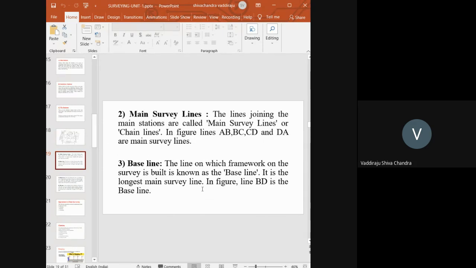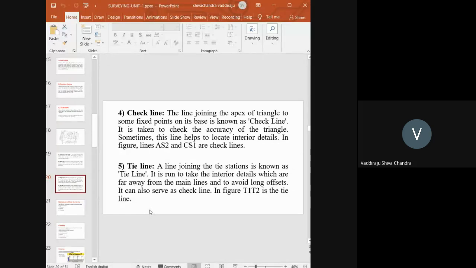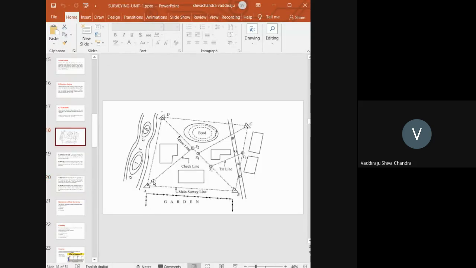And the baseline is the line on which the framework of the survey is built. It is the longest main survey line. This is what I explained till now. Check line: the other advantage is you can see there is one check line here. The purpose of this check line is to ensure the accuracy of your work after plotting. You will be taking the measurements in the field and then going back to your office to do the plotting. So in order to assure the accuracy, while you are surveying in the field, you need to identify a point within the survey area and measure its distance from any of the main station points.